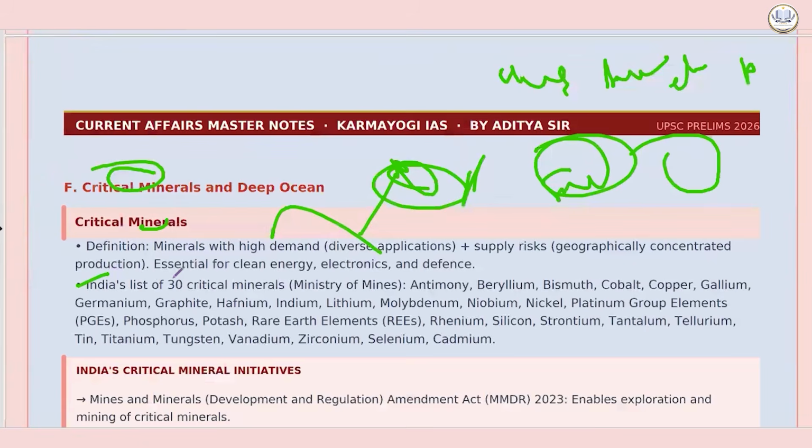India's list of 30 critical minerals released by the Ministry of Mines includes antimony, beryllium, bismuth, cobalt, copper, gallium, germanium, graphite, hafnium, indium, lithium, molybdenum, niobium, nickel, platinum group elements, phosphorus, potash, rare earth elements, rhenium, silicon, strontium, tantalum, tellurium, tin, titanium, tungsten, vanadium, zirconium, selenium, and cadmium.